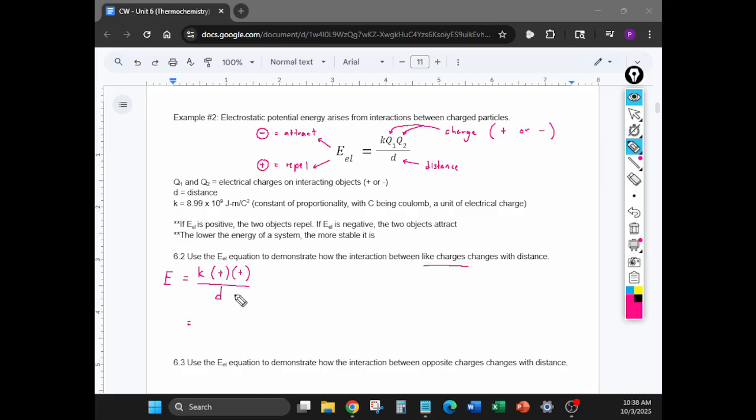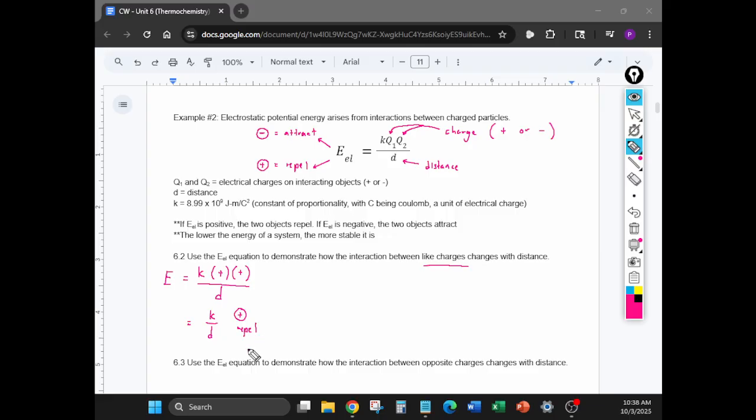All right, so if we simplify this value out, we would get K over D. This is the first scenario we're looking at. If we have two positive charges at a certain distance d, the energy is going to be K over D. Now, is this positive or negative? Yeah, this is a positive value. So since this is positive, is this attraction or repulsion? Repulsion. Good.